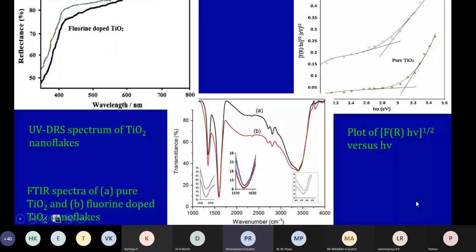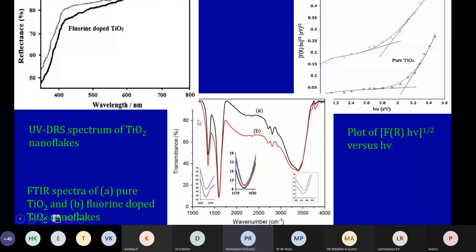And next is the FTIR spectrum. This is Fourier transform infrared spectroscopy. It is normally used to find the band structure of TiO2, and here we observe a strong band at 3000. This is due to OH stretching, and this 1500 is also due to water. And this band is due to metal oxide doping.